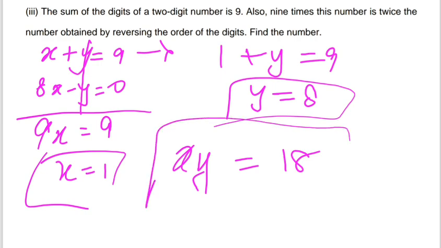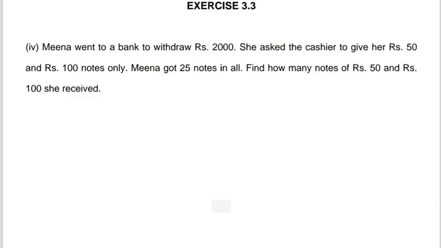So that's it. Let's go with the fourth sum. Our fourth question: Meena went to a bank to withdraw rupees 2000. She asked the cashier to give her rupees 50 and rupees 100 notes only. Meena got 25 notes in all, and find how many notes of rupees 50 and rupees 100 she received. So Meena is the character in the question. She has to withdraw rupees 2000 from the bank, and she asked for only 50 rupee notes and 100 rupee notes.